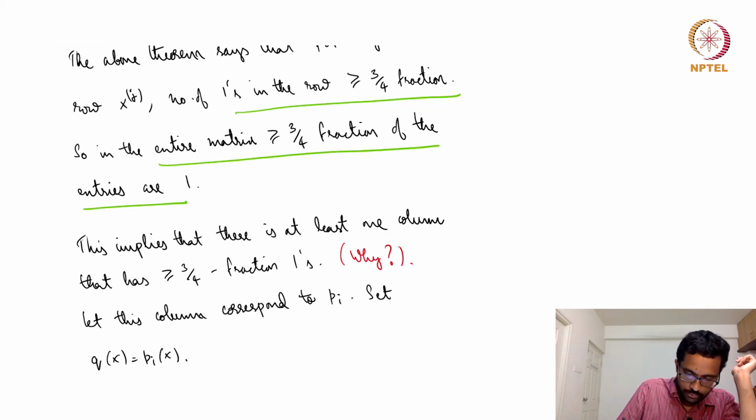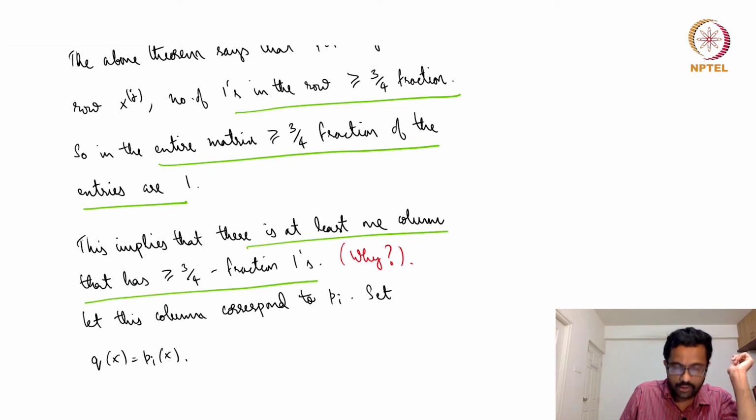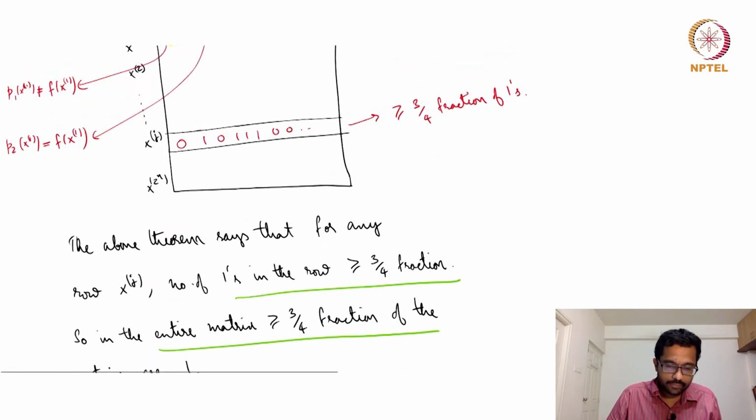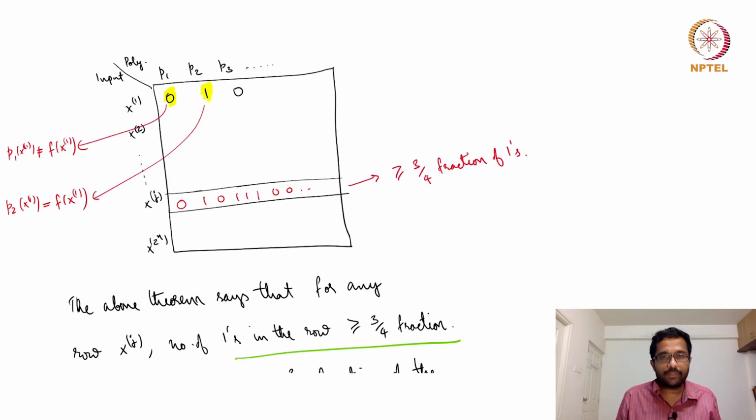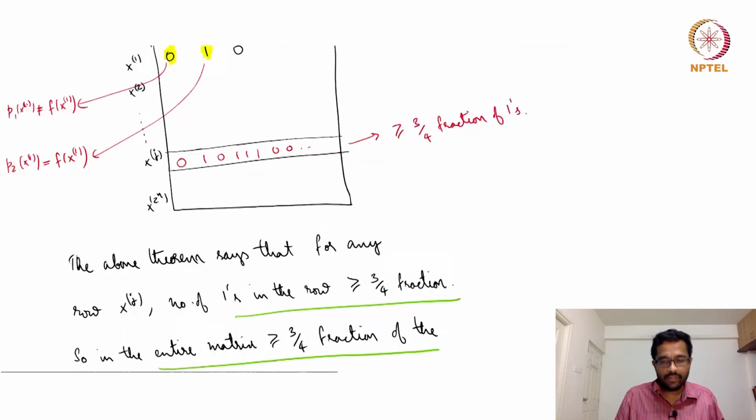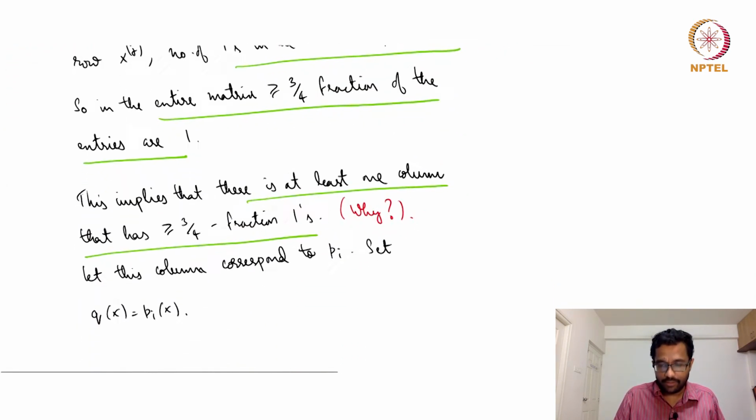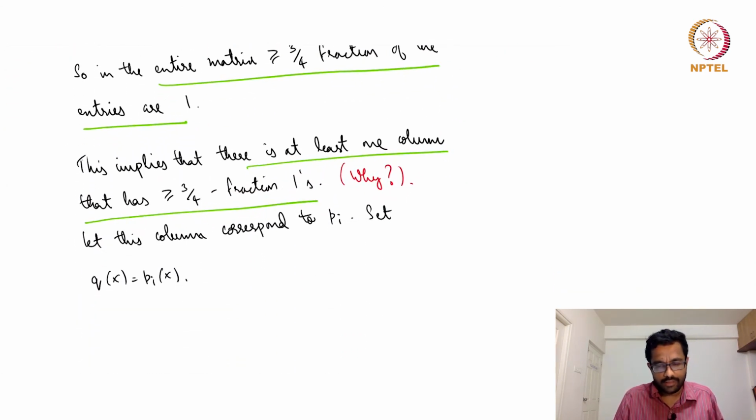Why is this true? This is true because we know that 75% of the entries are ones. If there is no column with 75% ones, that means all the columns have less than 75% ones. Let's say all the columns have 70% ones. That means the total fraction of ones in the entire matrix is also 70%. That's a contradiction. So there must be at least one column with 75% ones. In fact, there may be more than that.